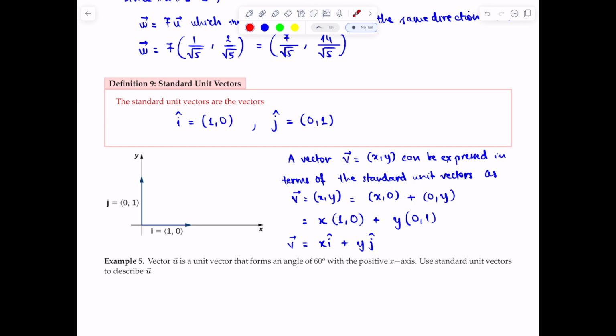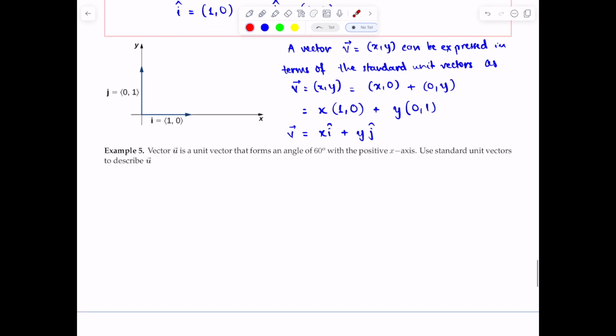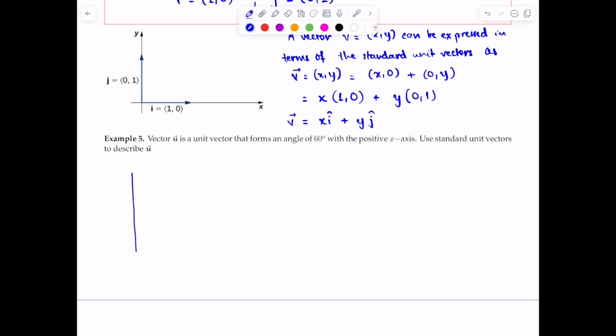So in the next example, you have a vector u, which is the unit vector that forms an angle of 60 degrees with the positive x-axis. And then we want to actually calculate this vector u. Again, vector u in this case is considered to be a unit vector, and therefore the length of the vector u is equal to 1. And after calculating the component form of u, you want to express this vector in terms of the standard unit vector form.